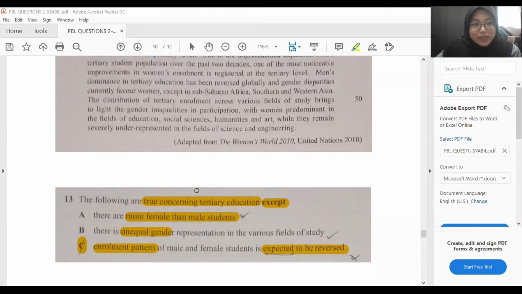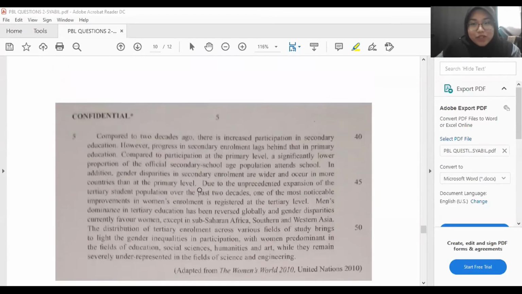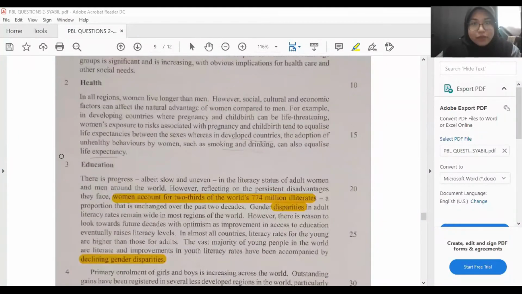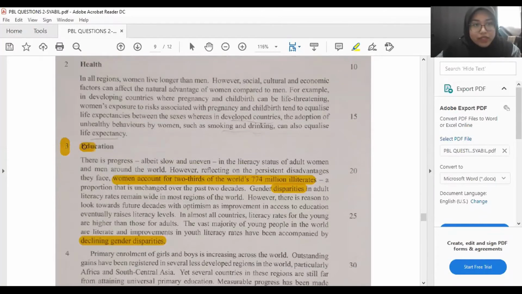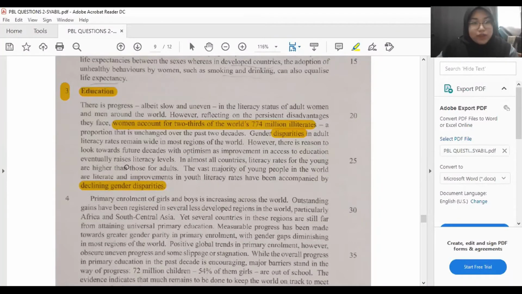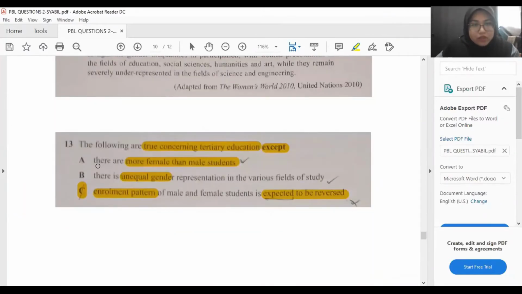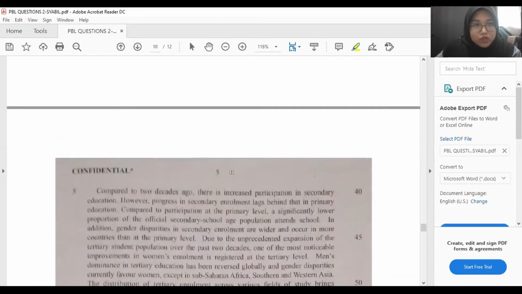After this, we need to skim the passage. When we skim the passage, we can find the answer in paragraph 3. Paragraph 3 states education, so it is easy for us to find where the answer is. The options given are: there are more female than male students; there is unequal gender representation in various fields of study; and enrollment pattern of male and female students is expected to be reversed.